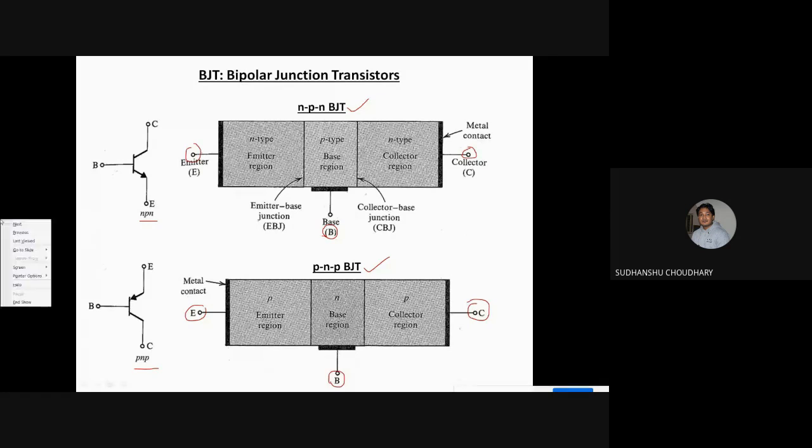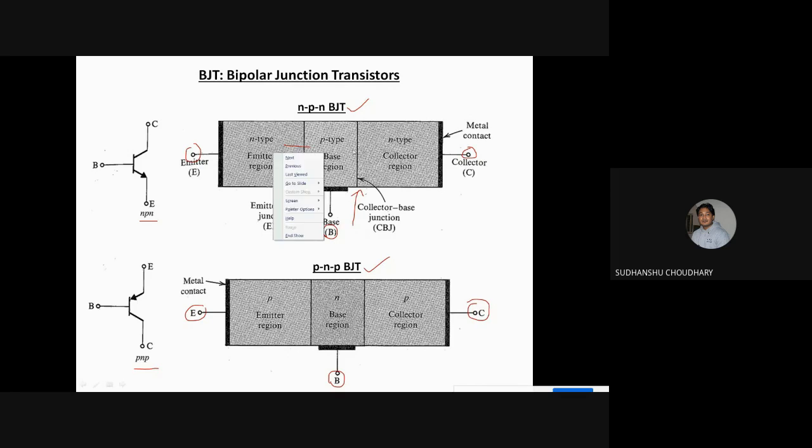Now you might be noticing that there are two junctions. One junction is here at this point, a PN junction, and here also we have a PN junction. So these two junctions exist. That means two diodes are there in a BJT. We have one PN junction diode, this one, and the other PN junction diode, this one. Similarly, in a PNP transistor, one PN junction is here and the other one is here. So two PN junctions are there in a bipolar junction transistor.